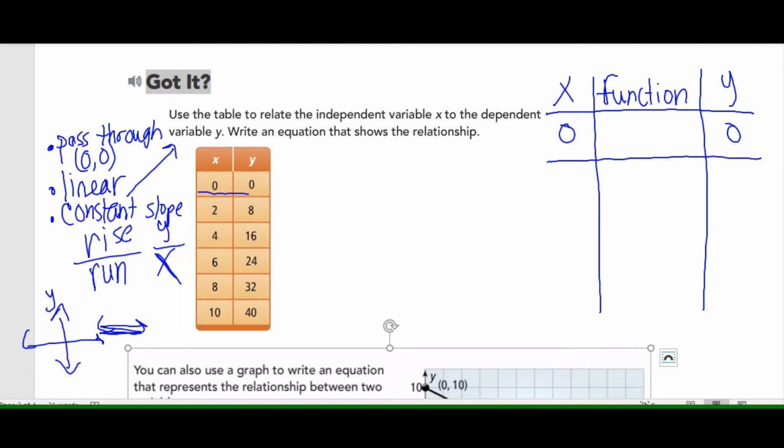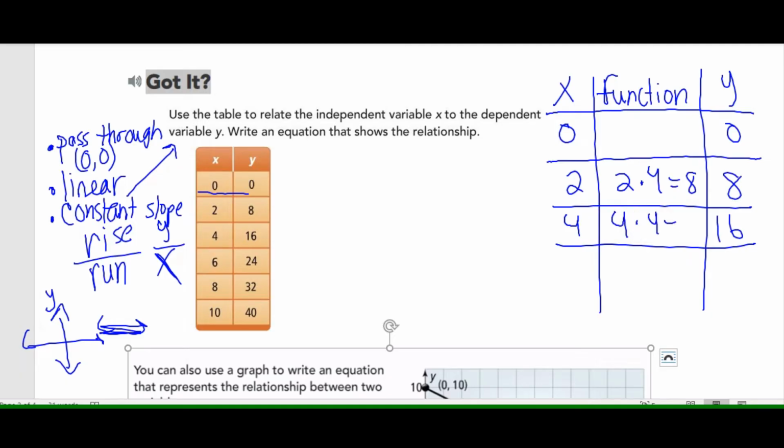All right, so what is our function when x is 2? What is y? 8. So how do we start off with a 2 and end up with an 8? Maybe if we multiply by 4. So let's try that. 2 times 4 is equal to 8. And when we start off with 4, how do we end up with 16? Well, 4 times 4 is equal to 16. Okay, let's try another part of the table. If we start with 8, how do we end up with 32? So if we take the x value, 8, multiply it by 4, we'll end up with 32.